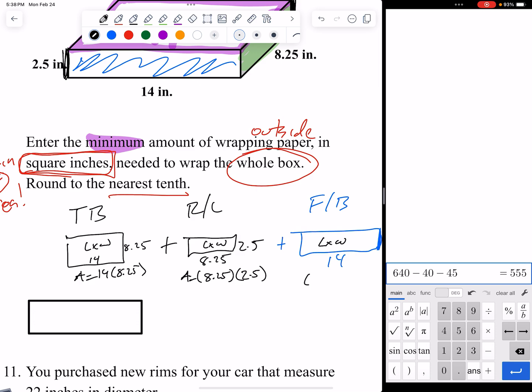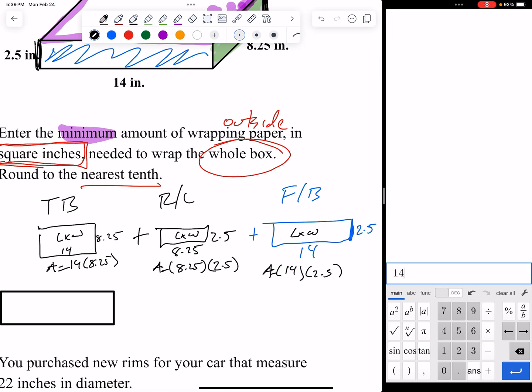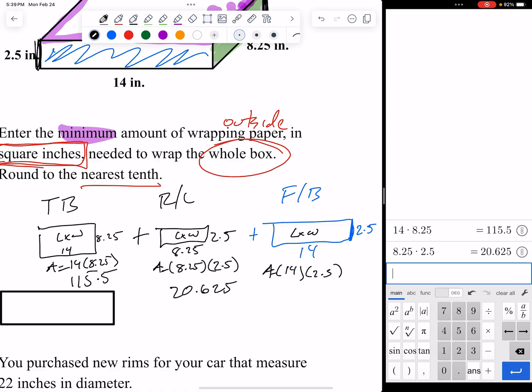And the other one is going to be 14 times 2.5. So let's put all those into our calculator. 14 times 8.25, and I get 115.5. Then for my next one, I get 8.25 times 2.5, and I got 20.625. And then for my final one, I got 14 times 2.5.